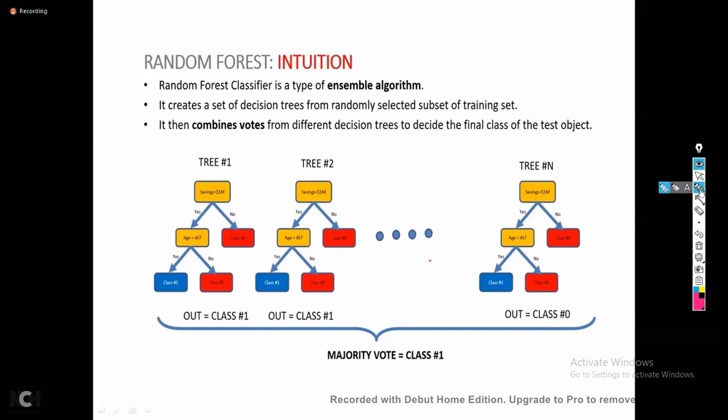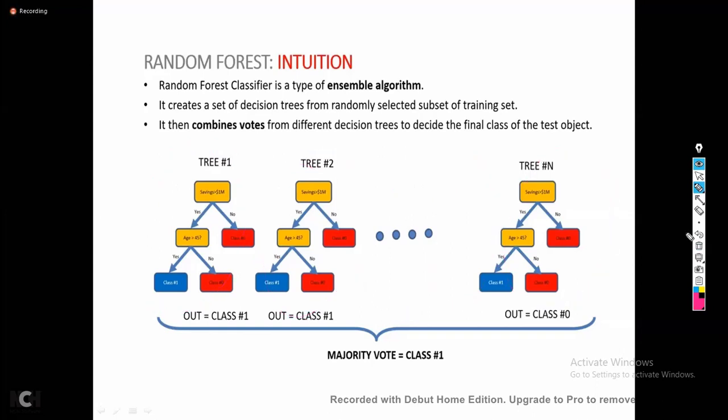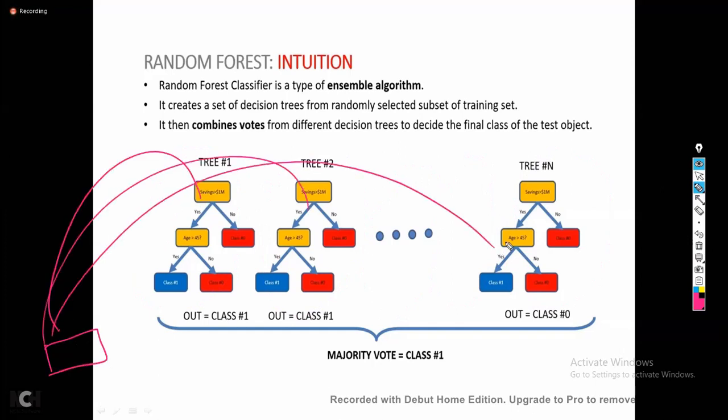So here we are having multiple decision trees that we are going to formulate. From each of these decision trees we are going to send the new data into each decision tree, and from each decision tree we are going to identify the answer. After that, we are going to apply the majority vote on the test data.